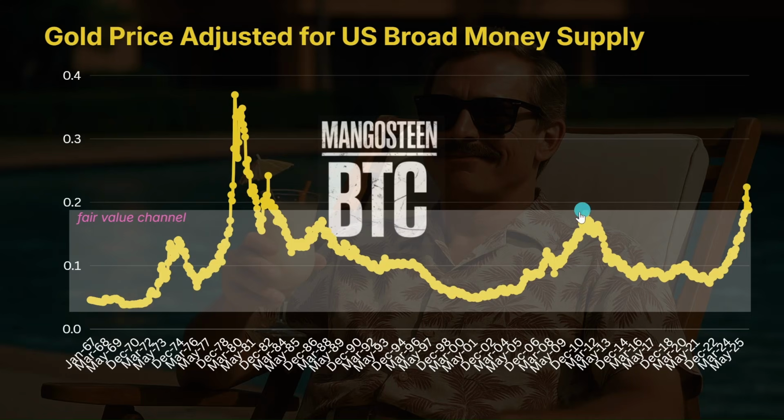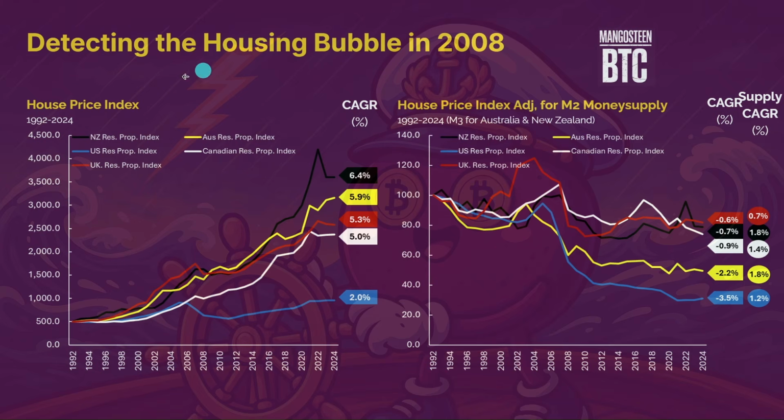Then in the 2010s, we hit the peak of the sort of fair value channel, and then we came back down. And then from December 2022 to May 2026, we have broken through that fair value channel, and we're starting to look like we're in bubblish territory now. So that is how I think about bubbles, and we can apply this to other markets.